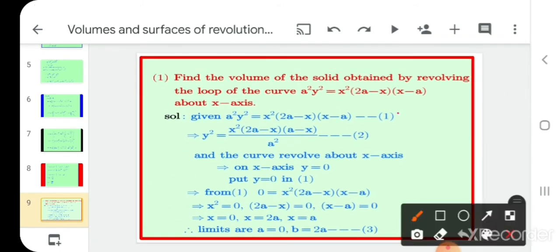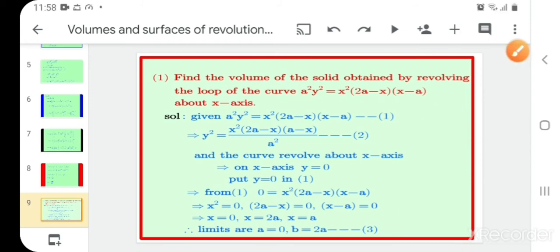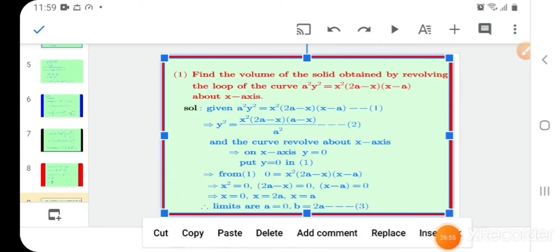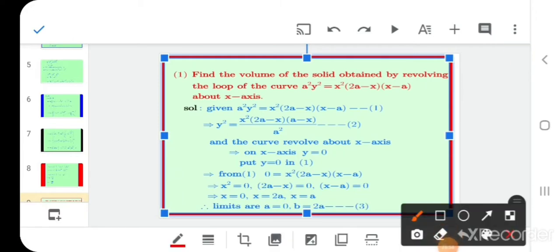First I write the equation of the given curve. From that curve, I write the y square value. Simply we get it, so I write the y square value and let this be equation number 1. Next, I am going to find the limit values. How can we find the limit values?